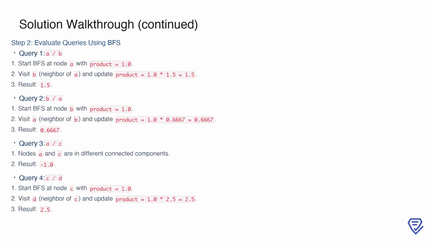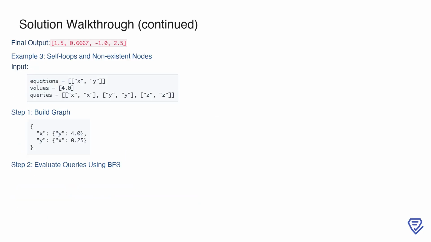For A/C, since A and C belong to separate disconnected components, there is no path connecting them, so the result is -1.0. Finally, for C/D, starting at C with a product of 1.0, we visit D and update the product to 2.5. The result is therefore 2.5. After evaluating all the queries in this example, we get the final output, 1.5, 0.6667, -1.0, 2.5.